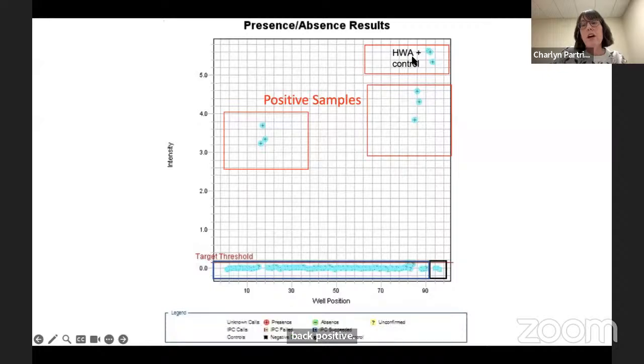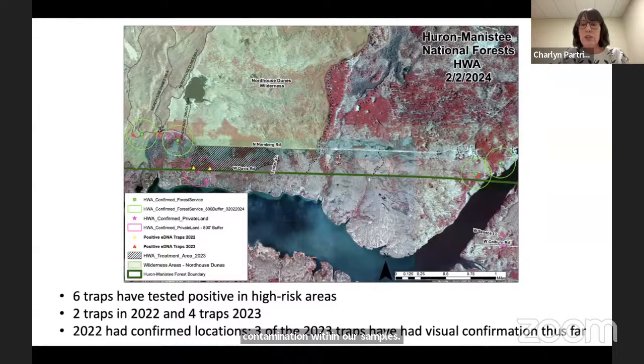All of our analyses are run with HWA positive controls to make sure our amplification is working. We do filled blanks, Vaseline blanks, and non-template control blanks as well to make sure that there's no contamination within our samples. And so from our 2022 and 2023 monitoring program, this is data from one of our partner groups at Huron-Manistee National Forest. 6 of our traps tested positive for hemlock woolly adelgid in areas that they identified as high risks.